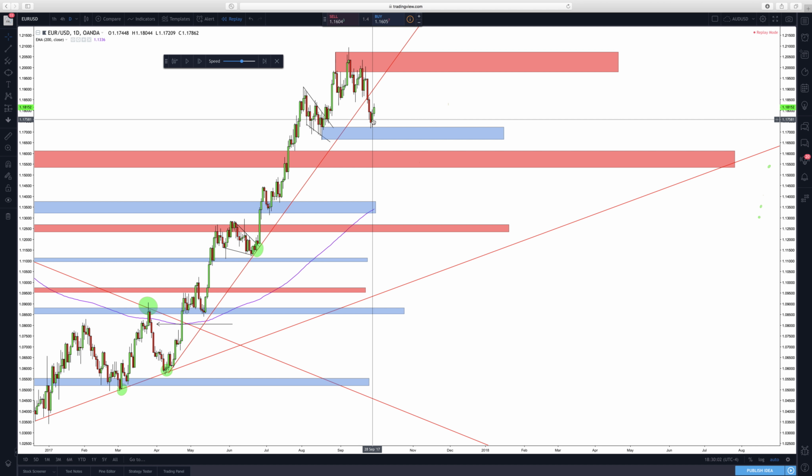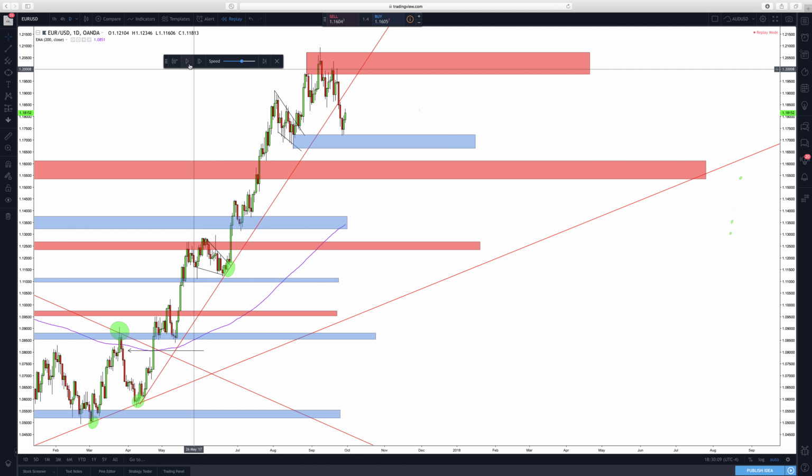Now we have a break of the trend line. Now this is where we're going to be looking for another great entry on a retest. So let's see what price does.